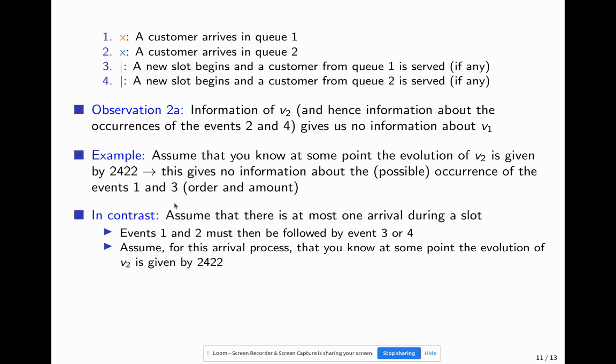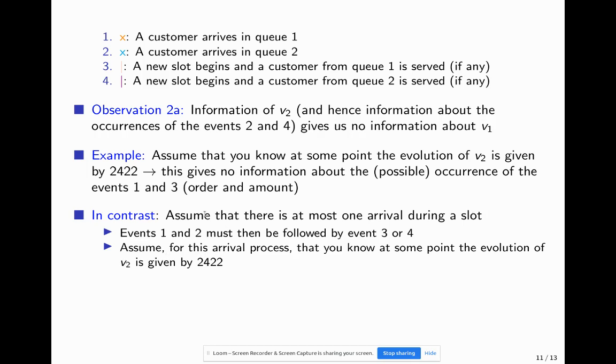Maybe to illustrate it more, assume in contrast that it is not a global geometric distribution, but that we have at most 1 arrival during a slot, which is then either an arrival in the first or in the second queue. This is to illustrate that this is not obvious. With this other arrival process with at most 1 arrival, an event 1 or 2, which are the arrivals, must be followed by an event 3 or 4. So an arrival must be followed by a possible departure, because you have at most 1 arrival during a slot.